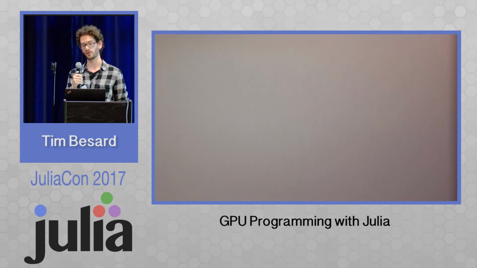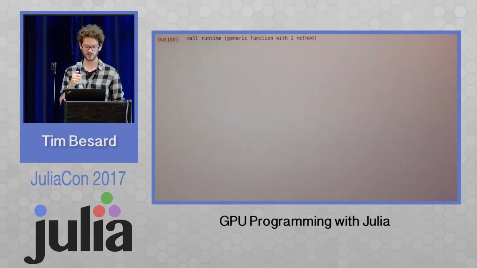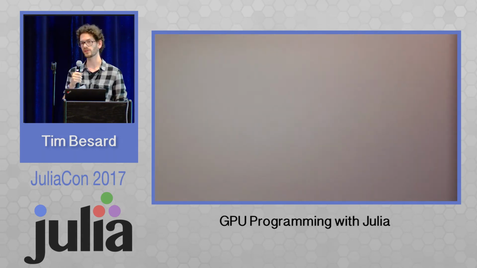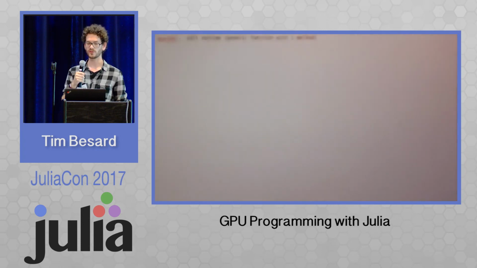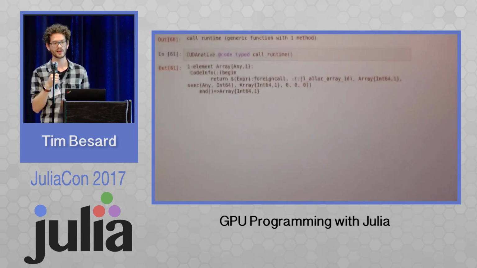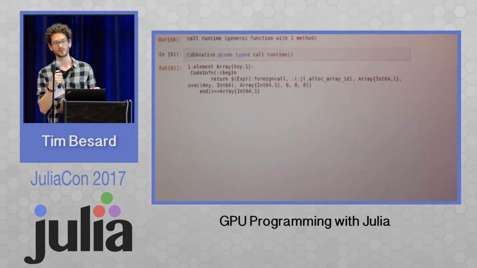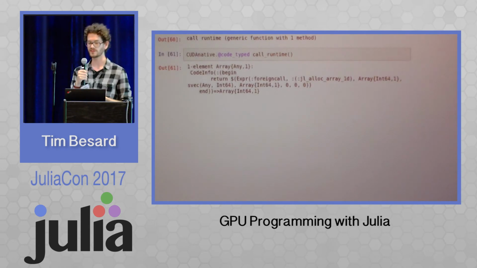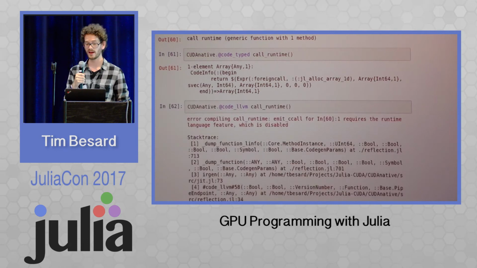We also do not support certain language functions like calling into the runtime. For example, if we want to return an int array, behind the scenes that would have to do a garbage collection, and this would, if you look at the code typed, result in a ccall to jl_alloc_array_1d, which is not supported, and you would get a message like that when you try to launch or compile a kernel which uses the runtime language feature.